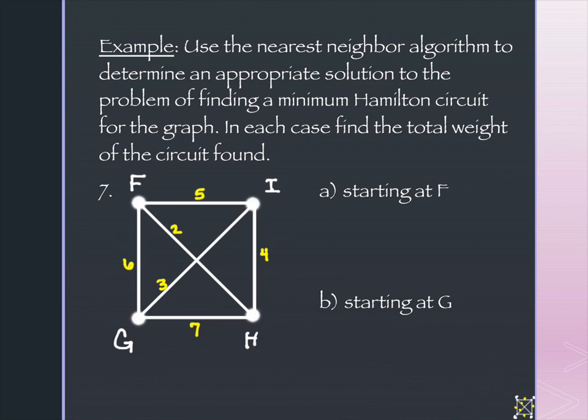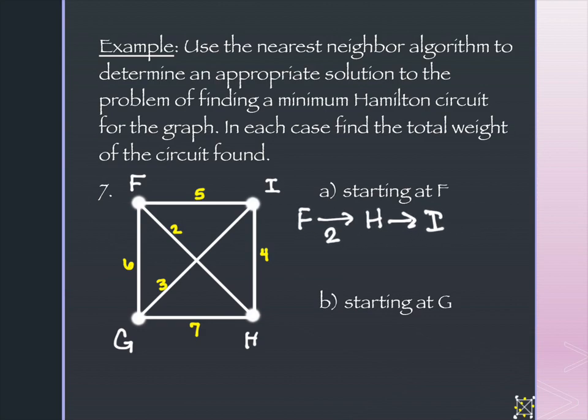So if we start at F, there are 3 different edges that are connected to F. Which one is the smallest weight? It is H. So we're going to go from F to H first. And what's the weight of FH? It's 2. So I'm just going to write down 2 next to it. After I go to H, I'm clearly not going back to F, but I'm either going up to I or over to G. Which one's the smallest? I. So I'm going to go up to I.